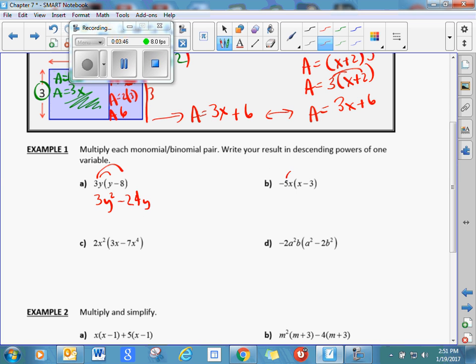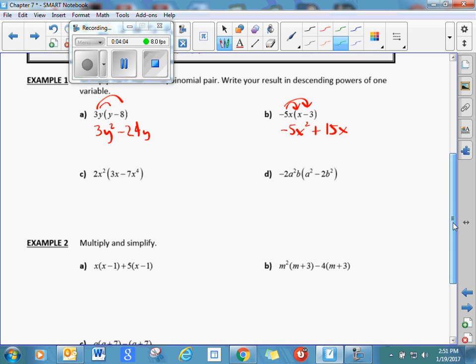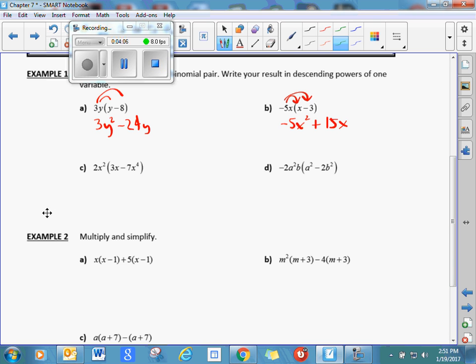Let's move on. Be sure to watch your signs when you're doing the distribution. A negative 5x times x is a negative 5x squared. And a negative 5x times a negative 3 becomes a positive 15x to the first power. Once again, we can't combine them. So we are simplified after that first step. Let's go down and look at the next one.